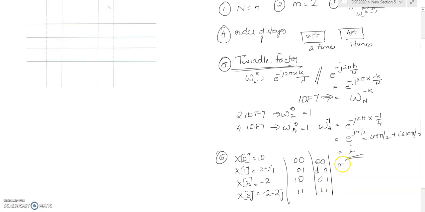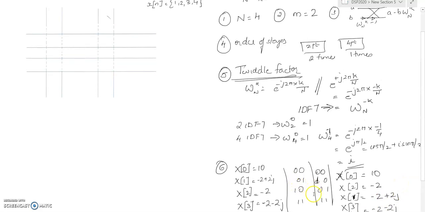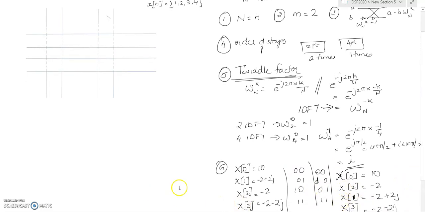So that will be x of 0, x of 2, x of 3, and x of 1 and x of 3. So that will be 10. X of 2 is minus 2, x of minus 2 plus 2j, and this will be minus 2 minus 2j. So we shall start doing this particular problem using the same concepts that we have used earlier.